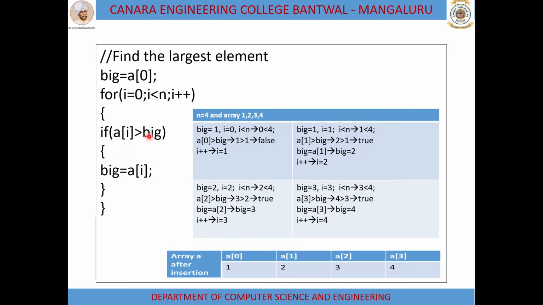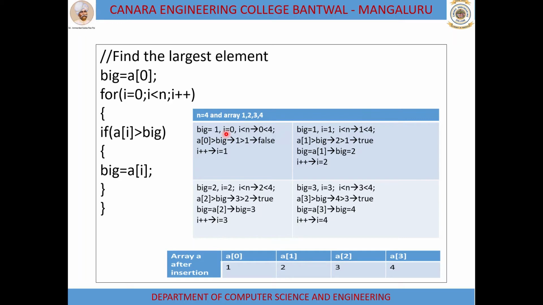If there is any other element in the array whose value is larger than the value stored in big, then I will replace that value, or copy that element into big. So here, big equals a of 0. The first element of the array, the value in location a of 0, I am assigning it to the variable big. In our example a of 0 is 1, so 1 will be assigned to big. Now I am going to compare it with each and every element in the array.